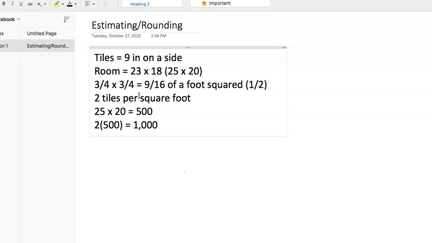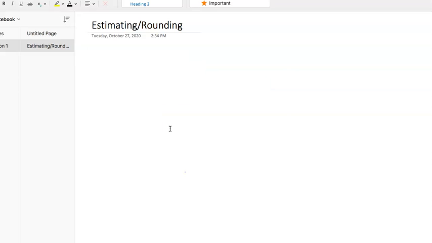Okay, and so you got to be familiar with that kind of a question, being able to go from 9 inches on a side to half of a foot squared per tile. Okay, let's do a different one. So got to be ready for questions like that.